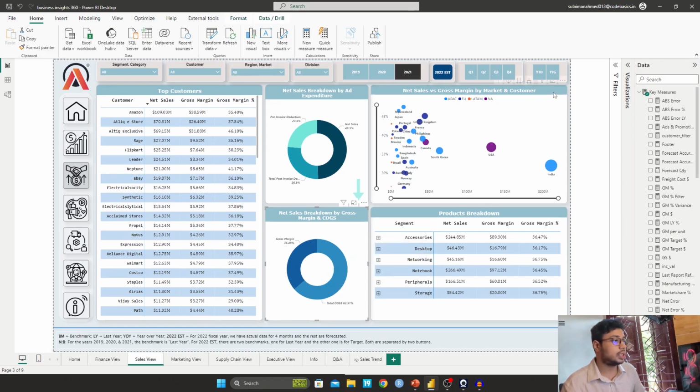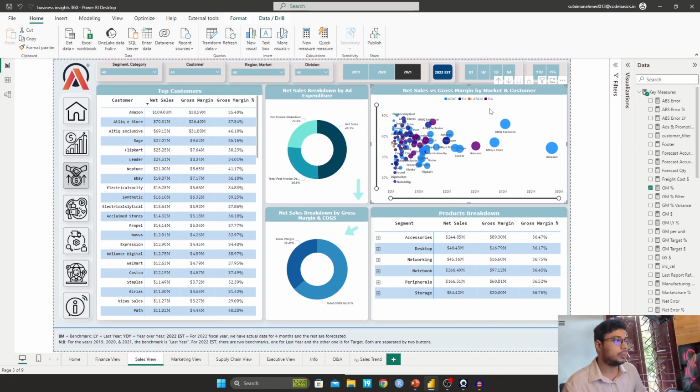And we also have a scatter plot matrix. It is showing the market's net sales versus gross margin information. Like in the United States of America, the net sales and gross margin are pretty good. And if you drill down, you can see the customer information, like how Atlic Exclusive is doing. So Atlic Exclusive has net sales of 40 million and a gross margin of 45.97, which is pretty good.